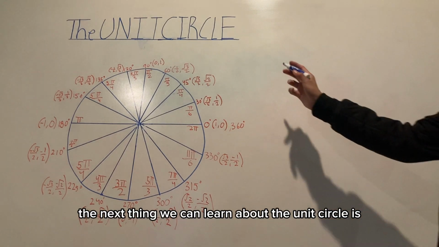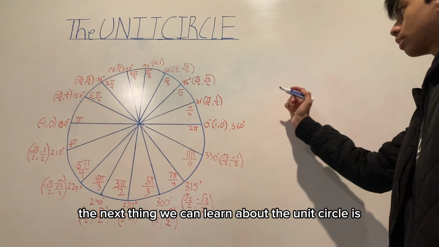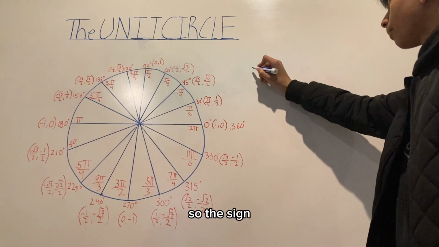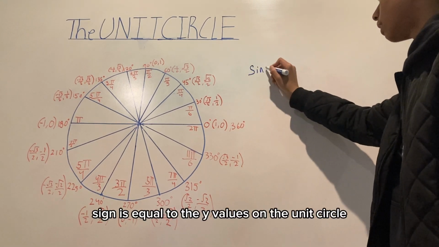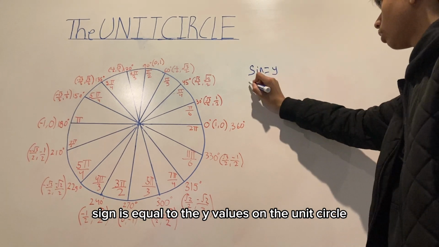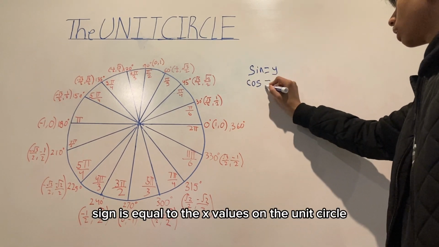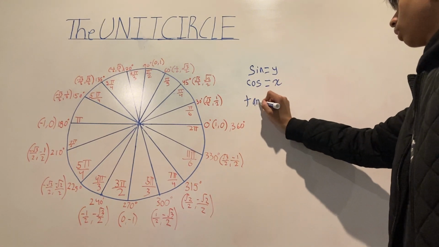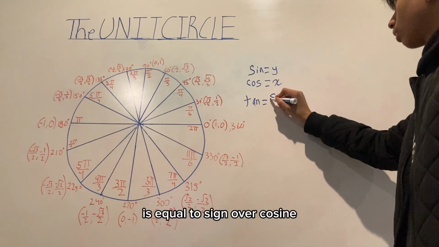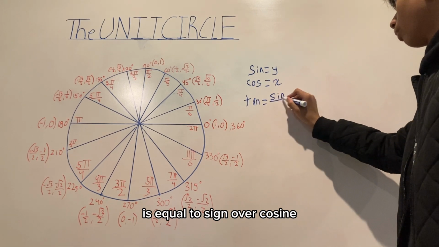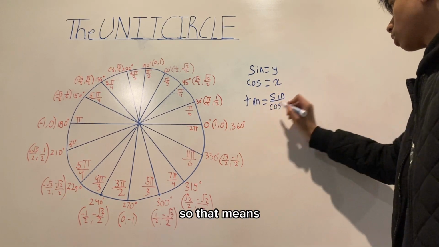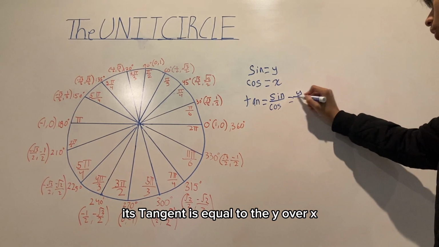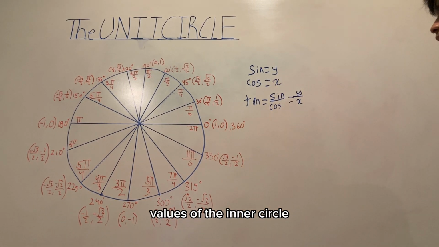So the next thing we can learn about the unit circle is sine, cosine, and tangent. So the sine is equal to the y values on the unit circle, and cosine is equal to the x values on the unit circle, and tan is equal to sine over cosine. So that means its tangent is equal to the y over x values of the unit circle.